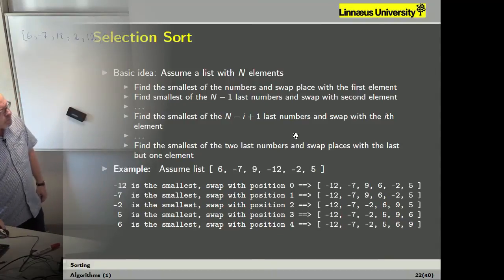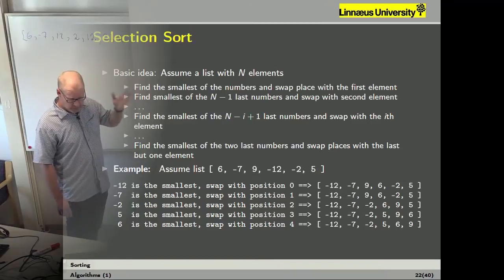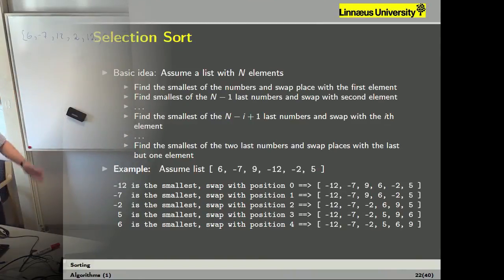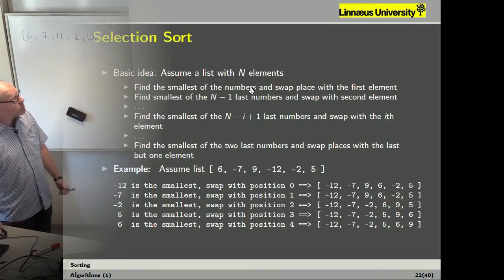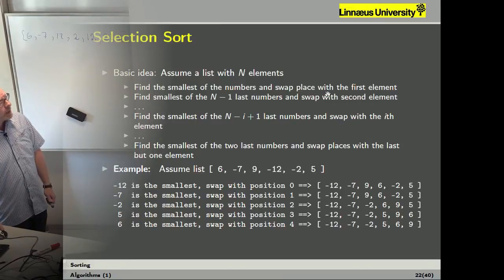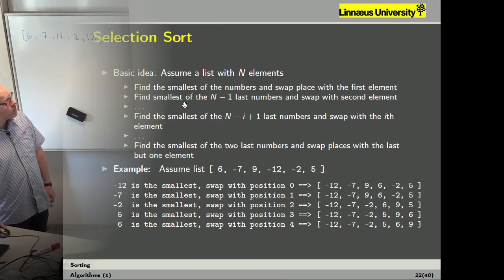Selection sort is basically the simplest sorting algorithm, and I would say that unless you have more than 1 million elements, this one works fine. Selection sort is that we are always assuming a list with n elements: find the smallest of the numbers and swap place with the first element. Find the smallest of the n-1 last numbers and swap place with the second element.